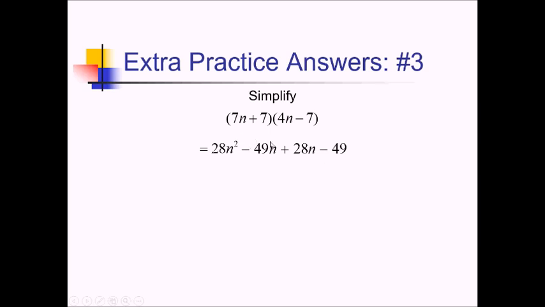We can combine these n's in the middle because they have the same variable and exponent. Negative 49 and 28 adds up to negative 21. So we have 28n squared minus 21n minus the 49 at the end.